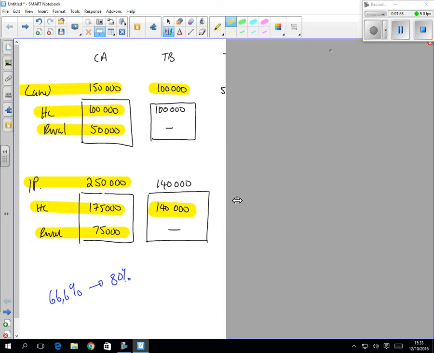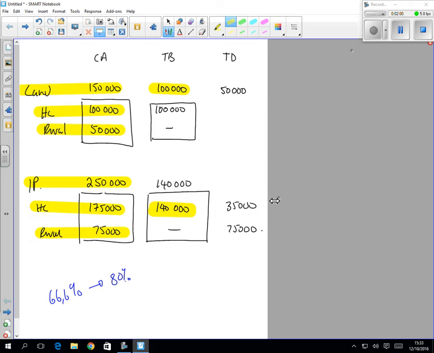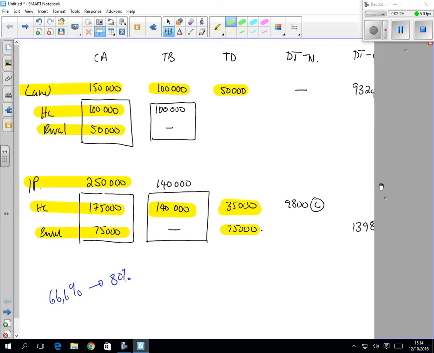So that gives us temporary differences of 50,000 on the land, and then 35,000 on the historical cost element of the investment property, and a further 75,000 that has come about as a result of subsequent revaluations. Now, in providing for deferred tax, both land and investment property are treated as if there's an intention to sell, which means that there could be potential CGT implications. The way I always present that is as follows.